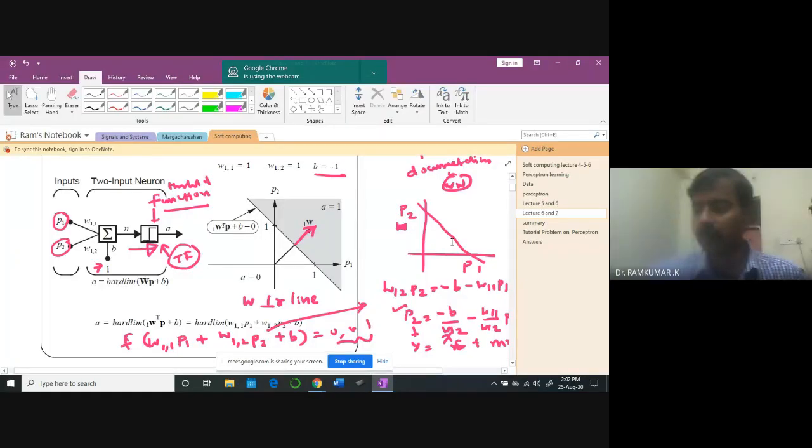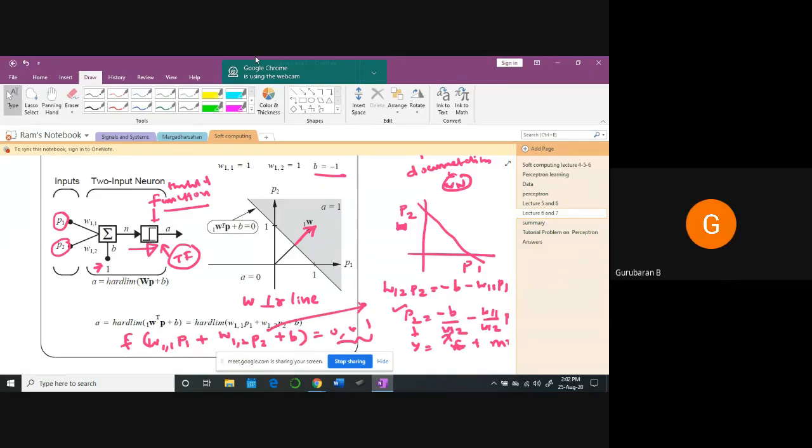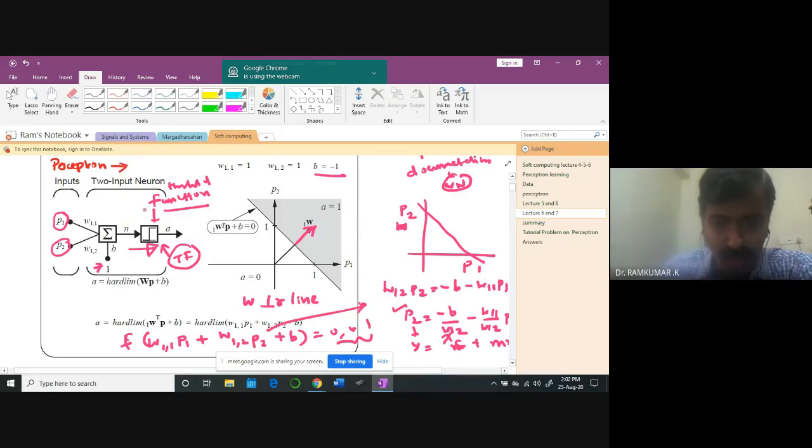Gurubaran, what did we learn in the last class? Sir, we saw how to randomly initialize the weights and update them according to the errors we get. Perceptron is what we learned. Yes, sir. In detail. So can you just try to explain this slide?